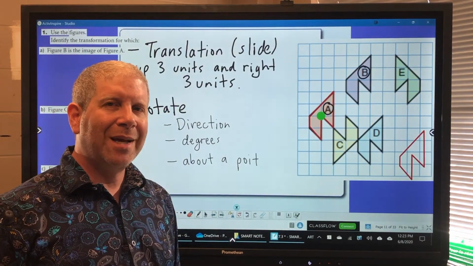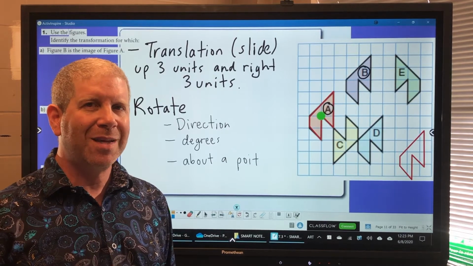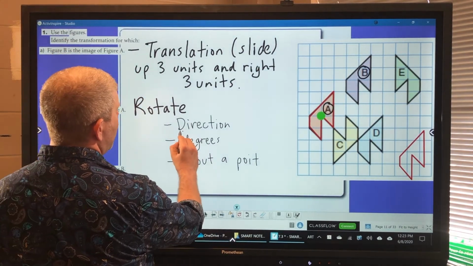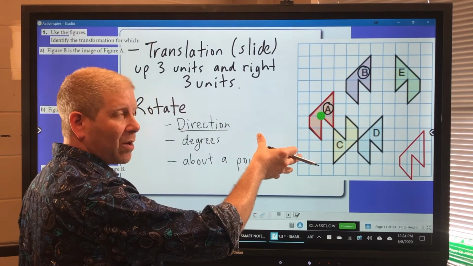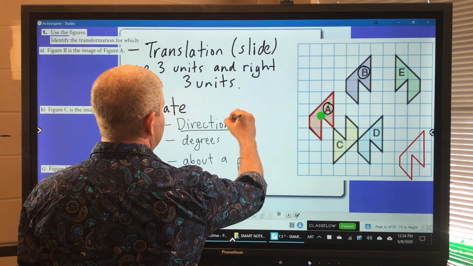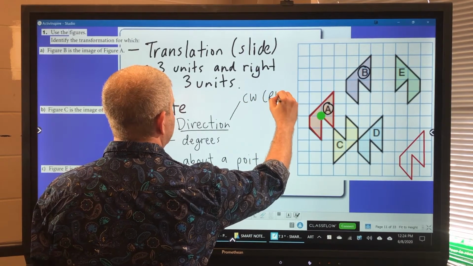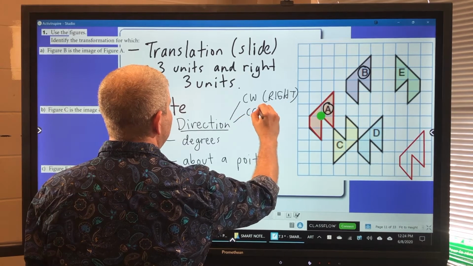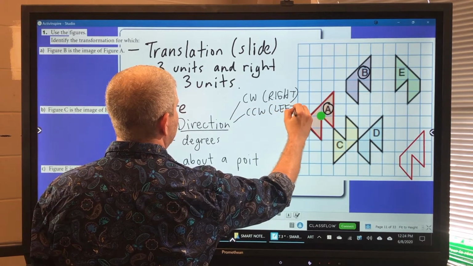So rotation is likely the trickiest transformation to describe, because there are 3 things you've got to include when you're describing a rotation. You've got to describe the direction which you're rotating. Are you rotating your shape to the right, or to the left? And so we can say clockwise, CW, which is a rotation to the right. Or we can say CCW, which is counterclockwise, which is also known as a rotation to the left.